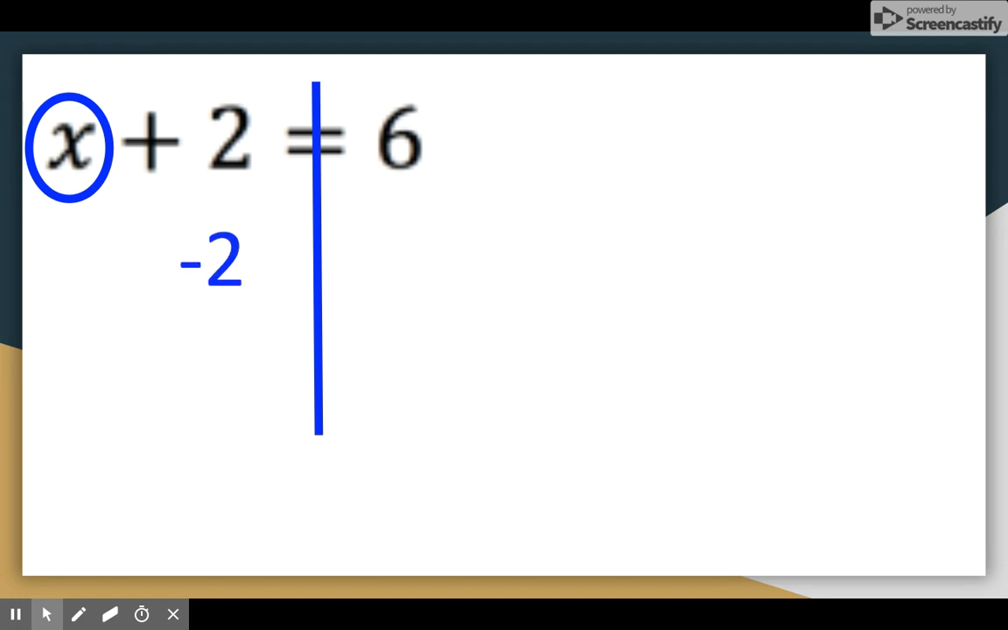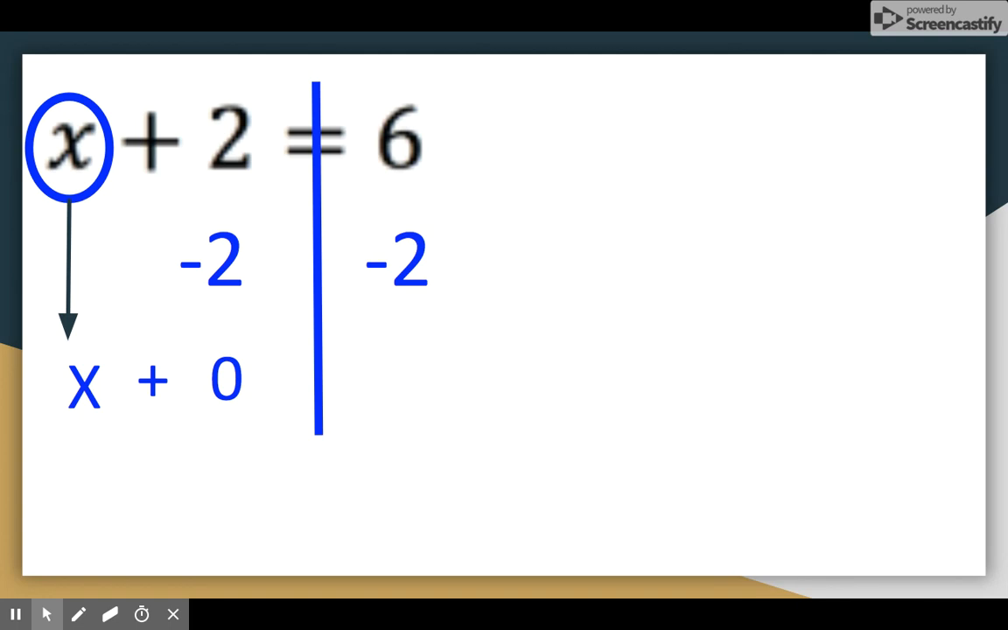But again, using the golden rule, whatever we do to one side, we have to do to the other. So we're also going to subtract 2 on the other side of the equation, or the other side of that line. When we do this, by subtracting 2, it doesn't change the x at all, so we just bring it down. If you were to put 2 minus 2 in your calculator, you'll find that you get 0, which is how you know you're doing it right, because we want whatever that is to go away or become 0.